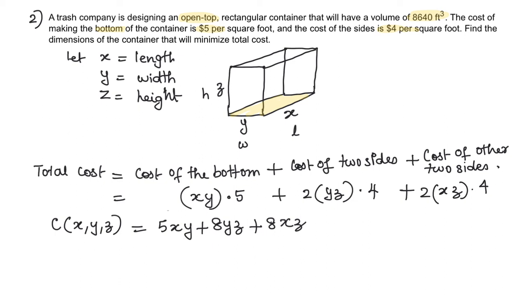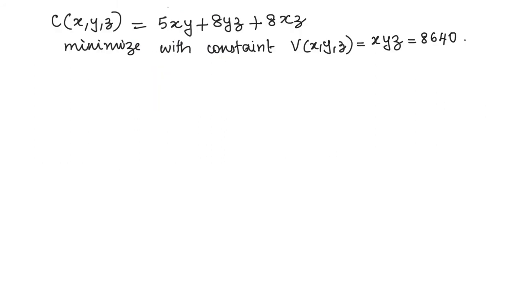So we need to minimize this total cost using this constraint. So we need to come up with the constraint function. Constraint is the volume. Volume of the box is length times width times height, or x times y times z is equal to 8640. I copied down the function which we need to minimize using this constraint from the previous page. So first we will express this cost function in terms of 2 variables instead of 3. So we will use the constraint function to do that. So we can solve for z from this equation and substitute that wherever we have z.